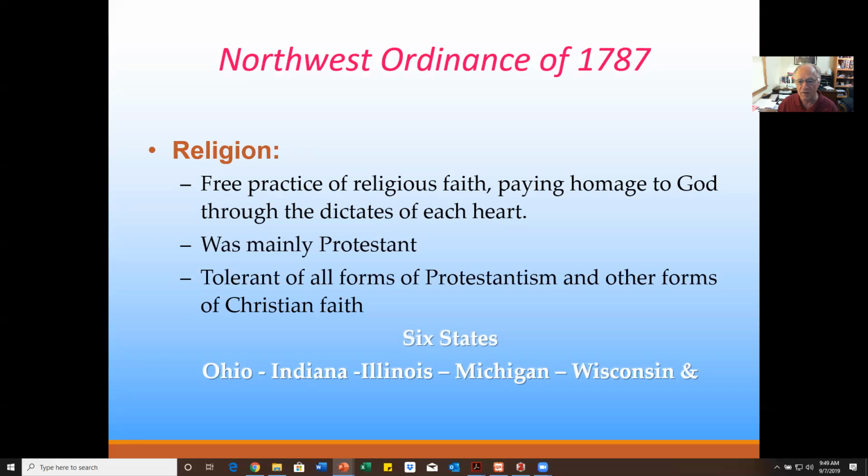6 states were carved out of it. Those were Ohio, Indiana, Illinois, Michigan, Wisconsin, and Minnesota. I used to call us mini-Soviet. That was in the days of the Union of Soviet Socialist Republics, the extension of Russia. People understood the joke then. Minnesota, mini-Soviet means a state where everything is regulated, I guess. It's a joke. Okay, it's not funny.